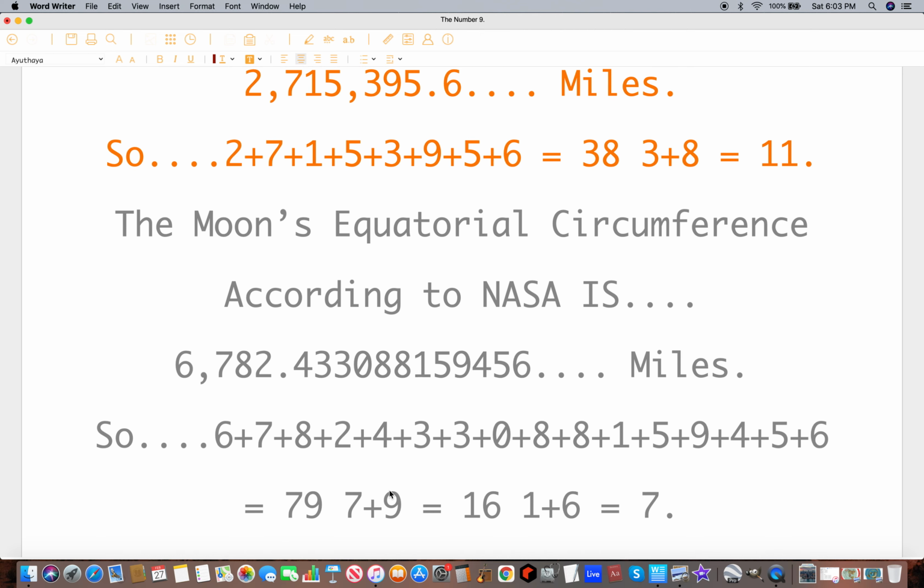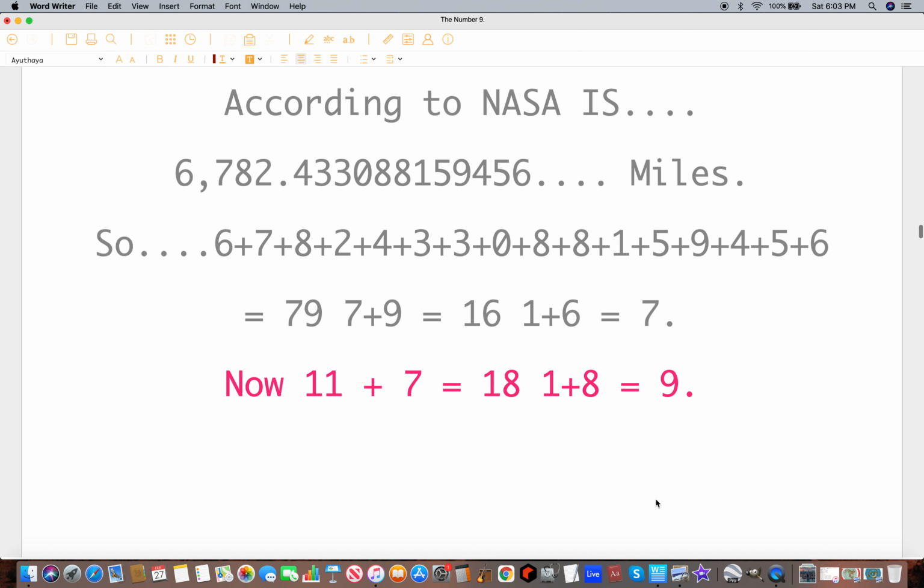So, right, we already added the circumference of the Sun, and we got 11. Now we add the circumference of the Moon, and we'll get 79, which is 7 plus 9, coming to 16, and 1 plus 6 is equal to 7. So that's 11 and 7. Okay. Now 11 plus 7 equals 18. 1 plus 8 equals 9.